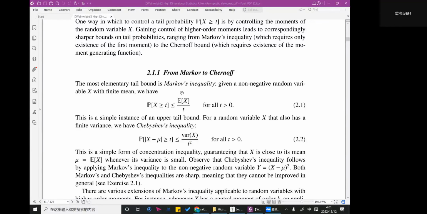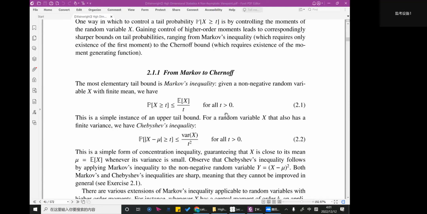So this inequality tells you that given some range of x, the probability must be less than some value. When t goes to infinity, this value also tends to 0. So this probability bounds some very large values of x.